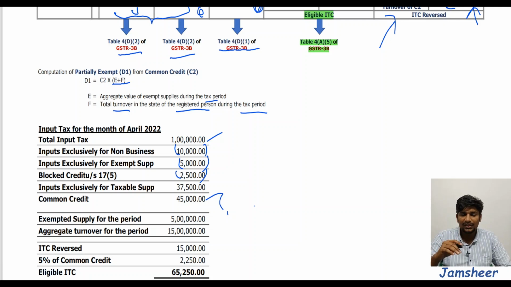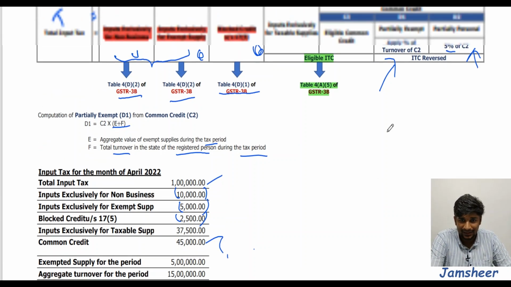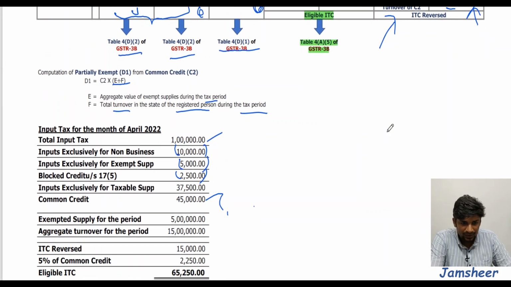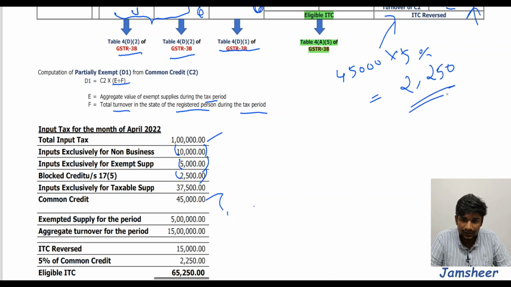What shall we do for the common credit? For the common credit, we have to categorize D1 and D2. Under D2, it is very easy. 5% of the common credit can be considered as ITC reversal. So here it is a common credit of 45,000. 45,000 multiplied by 5% will be 2,250. This can be reduced. It will be reversed under rule number 42. This one also we can just reduce.